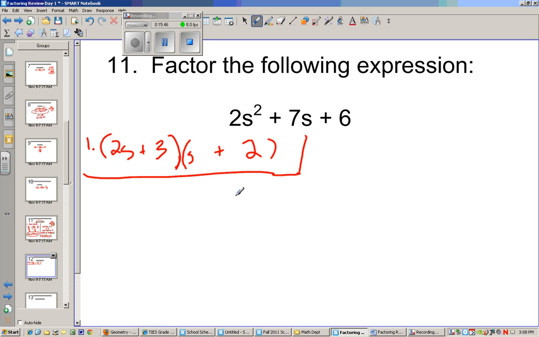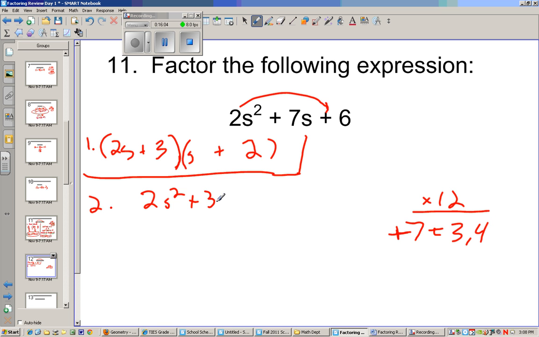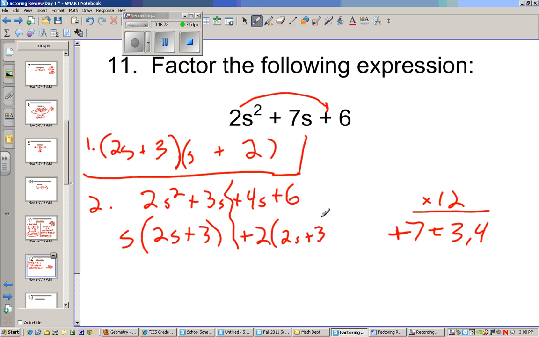Let's try to split the middle term. So the first thing I do in splitting the middle term is I do 2 times 6, which is 12. What two numbers multiply to 12 and add up to 7? Hopefully everybody's saying 3 and 4. So I have 2s squared plus 3s plus 4s plus 6. Now I divide it down the middle and see what I can factor out of the first two. The only thing I can factor out is an s, leaving over 2s plus 3. The only thing I can factor out here is a 2, leaving 2s plus 3.